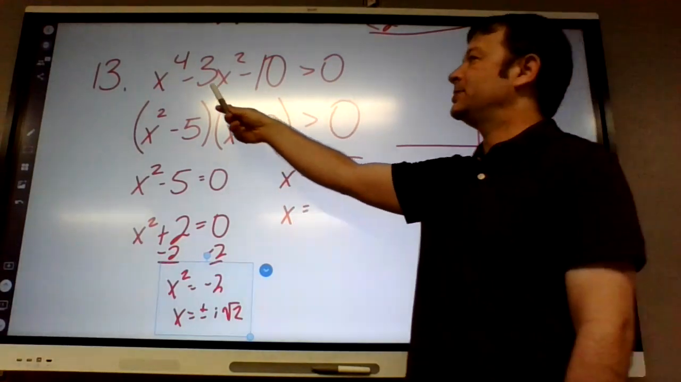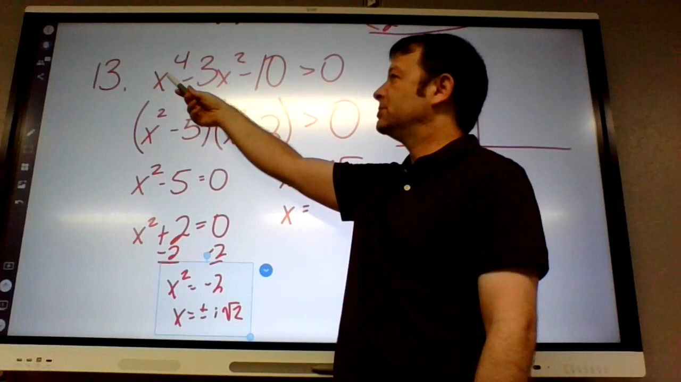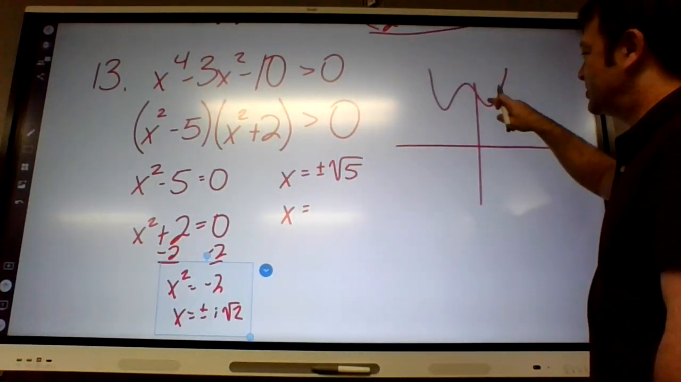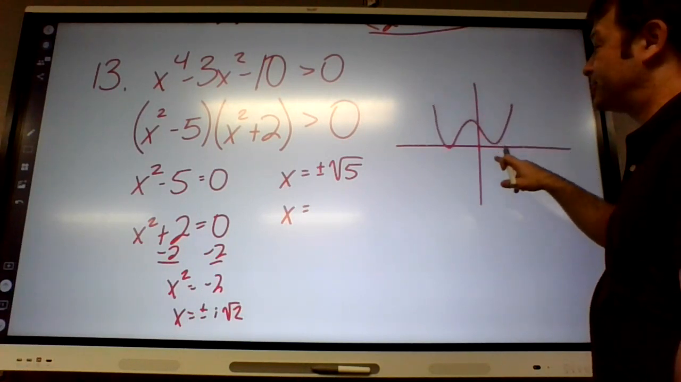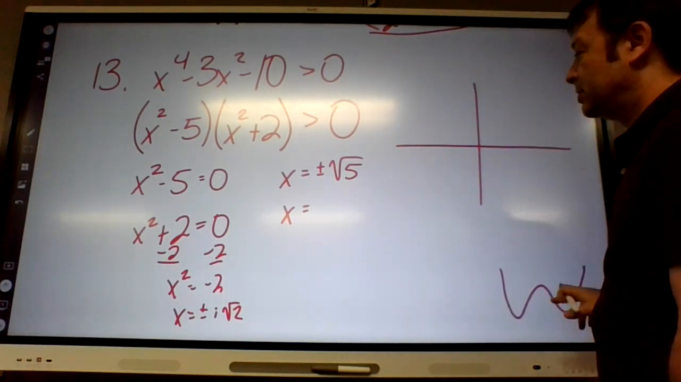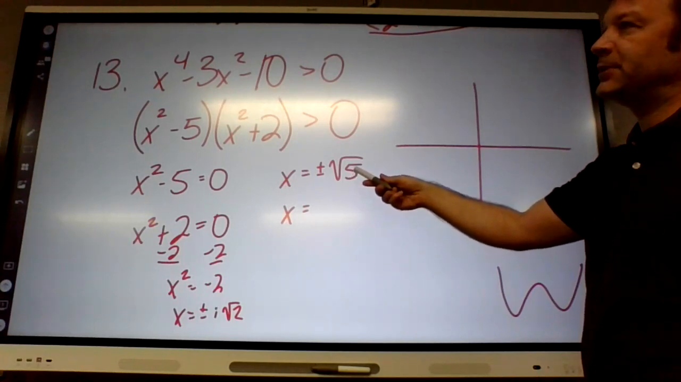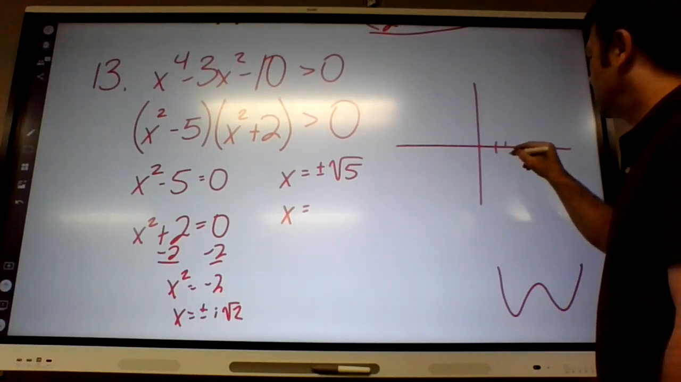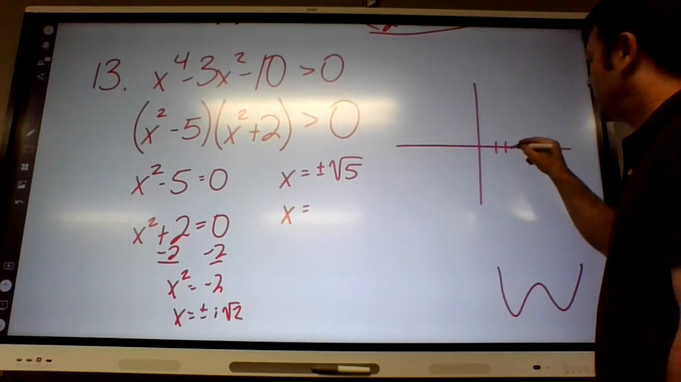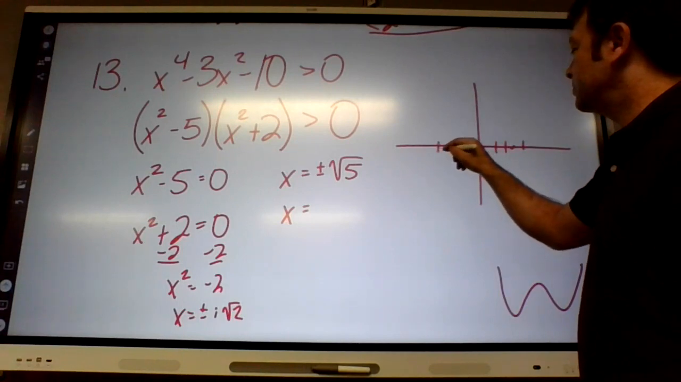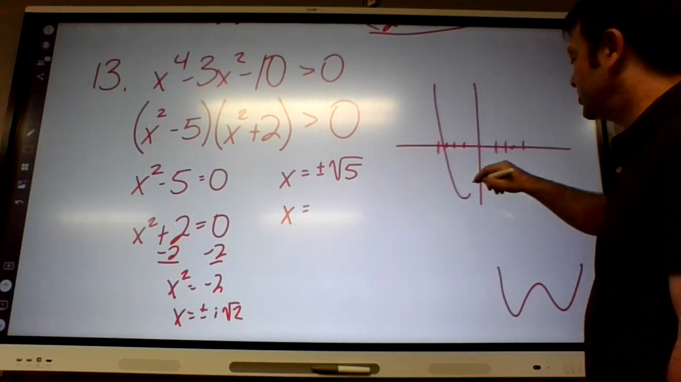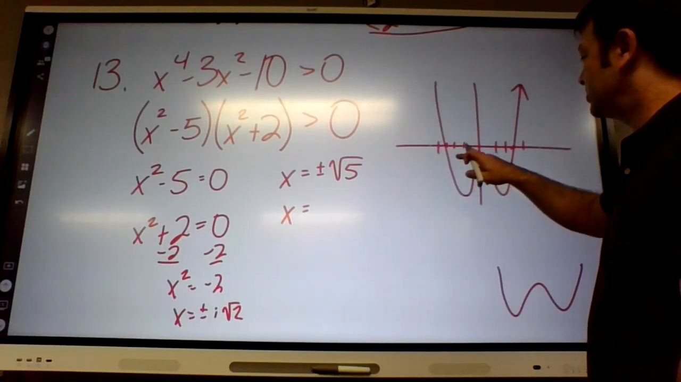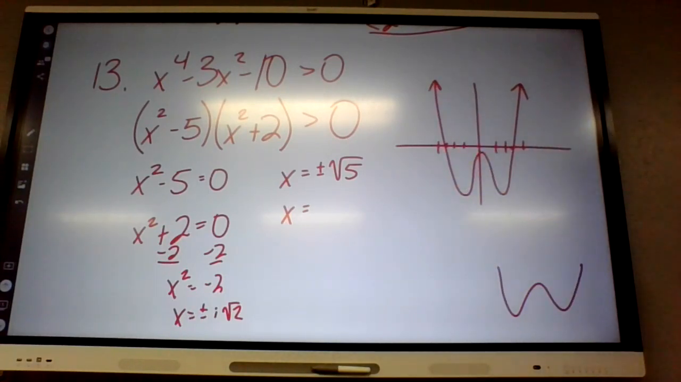So what shape does x to the 4th make? A W. So the W is only going to cross a couple times. Square root of 5 is about 2.3, so it'll be somewhere in here. It's a W, but it must not cross more than 2 times, so it would have to look something like that.